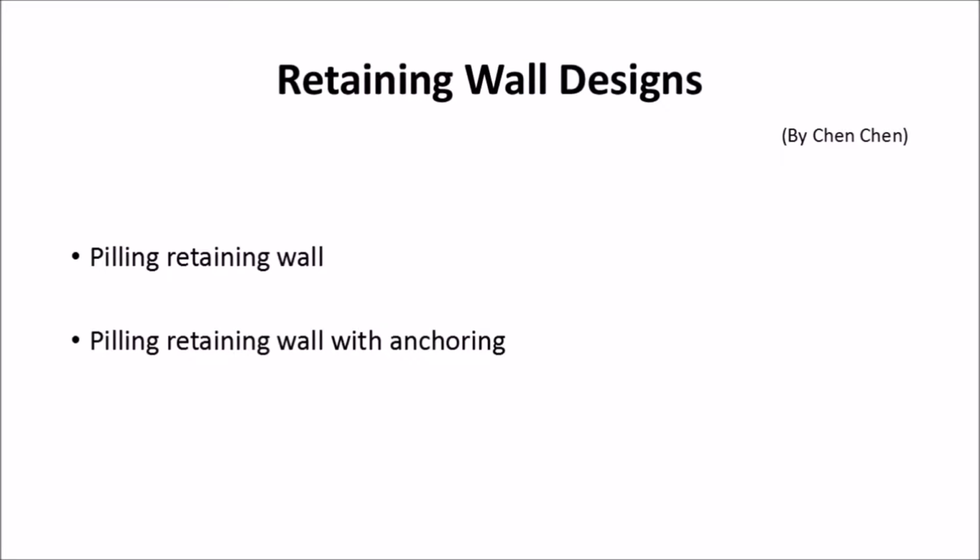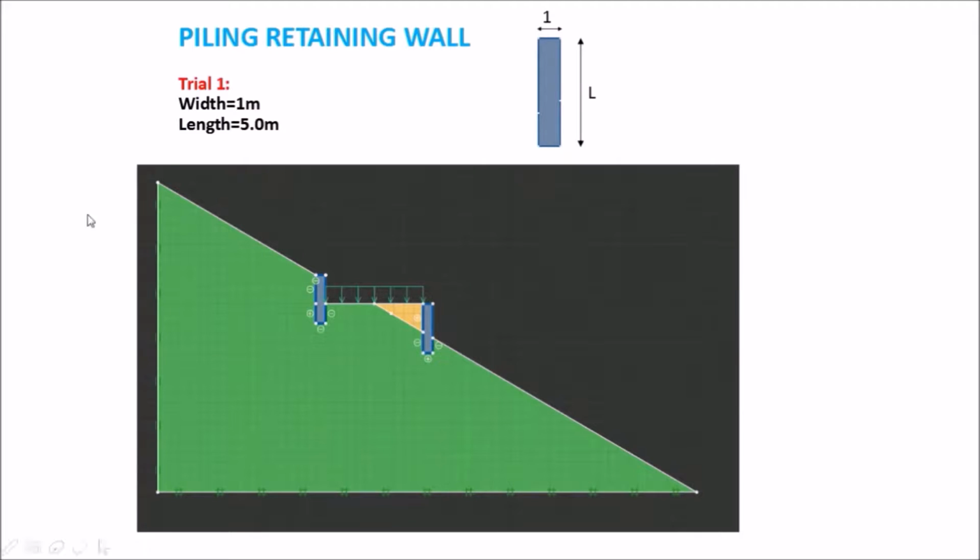Now I'm going to introduce two retaining wall designs. The first one is the piling retaining wall. Keep the width of the piling retaining wall as 1 meter and only change the length L to find the best design. The first trial is to make L equal to 5 meters.